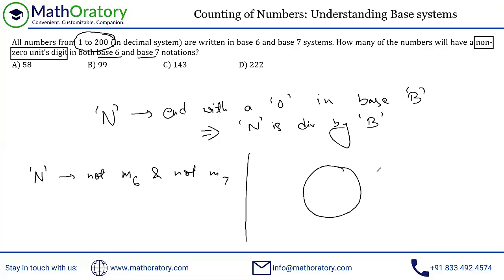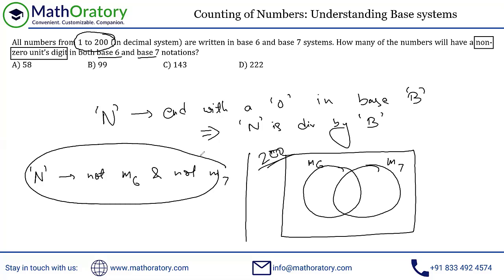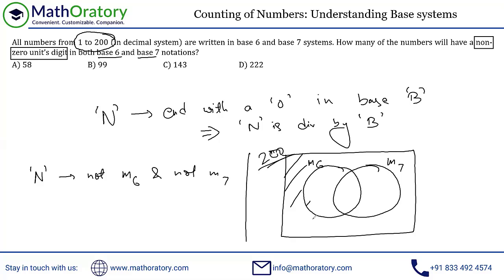I'll basically use set theory, the simple idea itself. So let us consider that this rectangle is indicating all the 200 numbers in our scope, so 1 to 200, that is. The first circle is indicating all the multiples of 6. The second circle is indicating all the multiples of 7. Now, the thing that we are looking for are not multiples of 6 and not multiples of 7. So that is anything outside the two circles, right? So this is what we are focusing on.